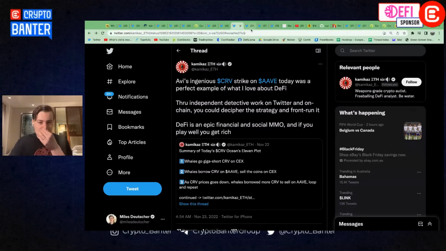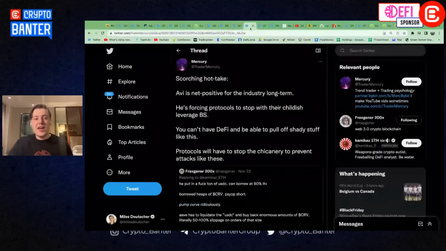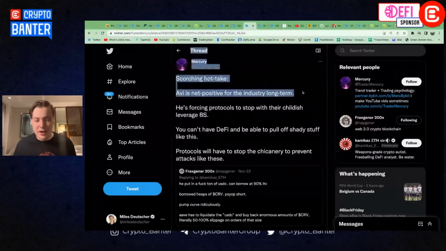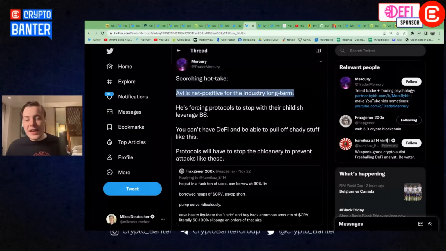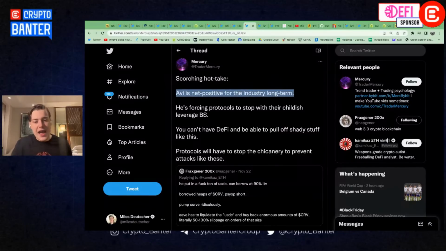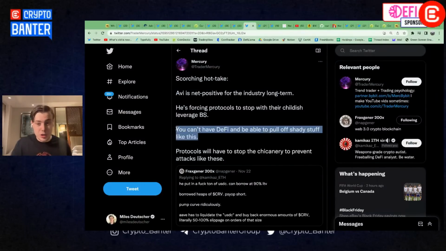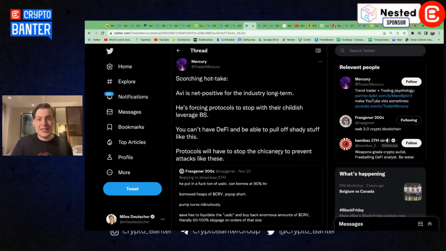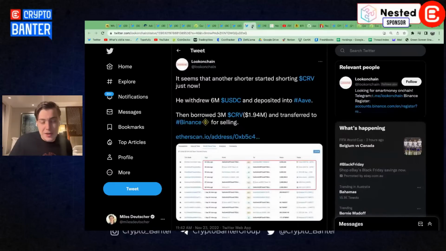But I do think, as Mercury says, RV is a net positive for the industry long-term. I do think this has some merit because someone needs to be the gatekeeper. Someone needs to keep these protocols in line. And you kind of break DeFi if you're able to pull off shady stuff like this. Protocols will have to step up to prevent attacks like these. And that is also true in my opinion.